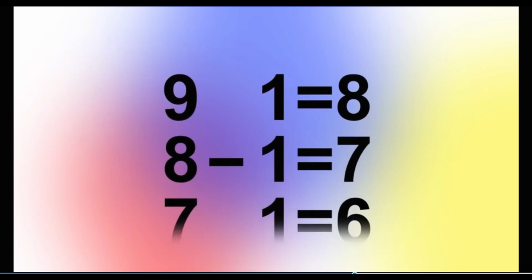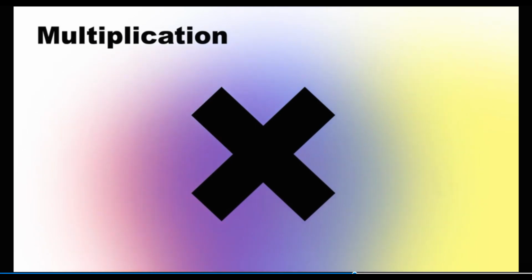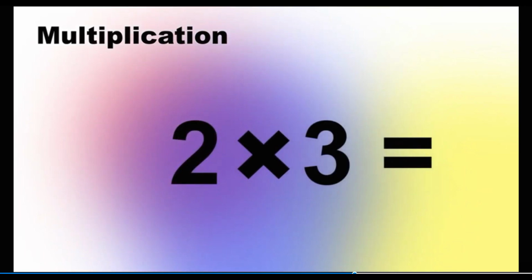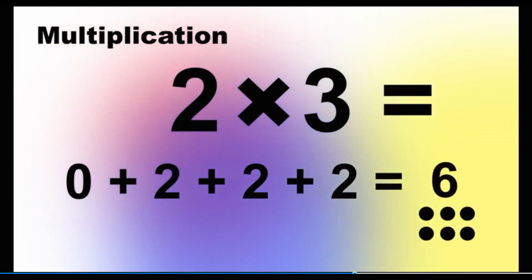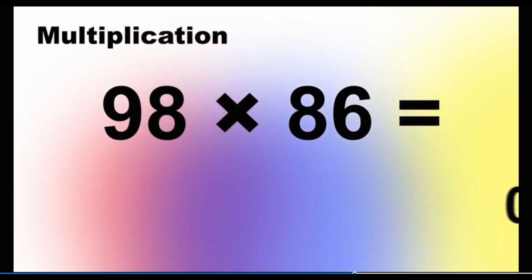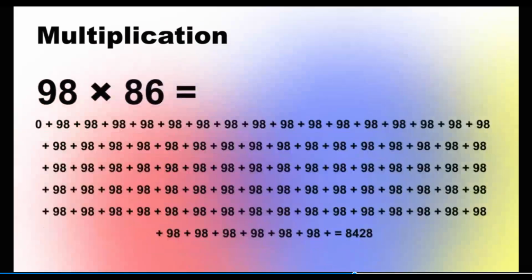Next, we define subtraction as the opposite of addition. No new rules are introduced, only the inverse of addition. Now let's build our next mathematical operator, multiplication, from what we already have. We can define 2 times 3 as 0 plus 2 plus 2 plus 2. Any multiplication with whole numbers can be found this way. 98 times 86 is 0 plus 98 plus 98 plus 98 until there are 86 98s.